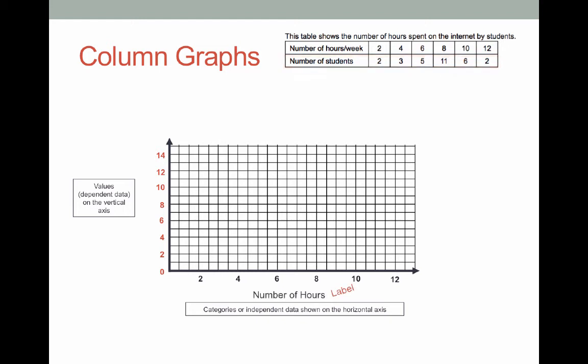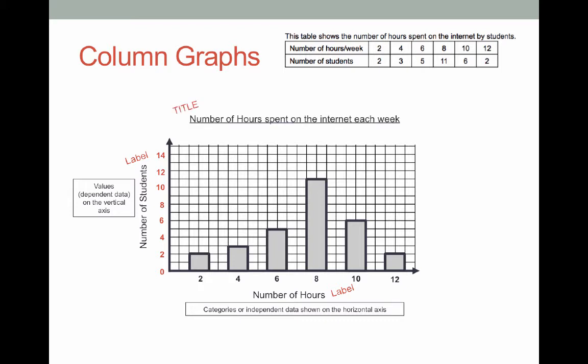Now I'm going to put on some labels. I'm going to put the number of hours on the horizontal axis and the number of students on the vertical axis. Now it's time to put in the columns, and I read the numbers off my table and put them straight in. I need to have a title. That's very important. Something that's going to describe the data that I'm about to look at. And I've just said number of hours spent on the internet each week.